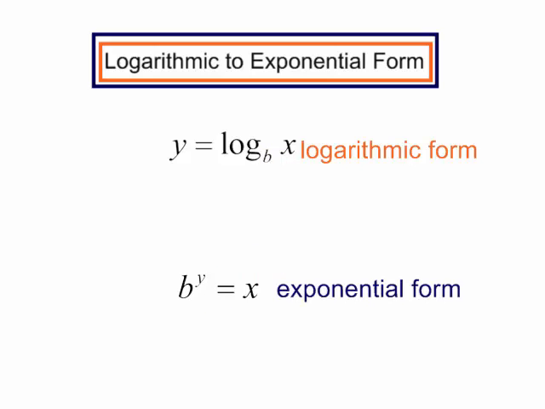Or we could work on a more visual method. If I'm in logarithmic form and I want to change it to exponential form, b to the y is equal to x. And here's exponential form, b to the y is equal to x. And one more time, b to the y is equal to x.